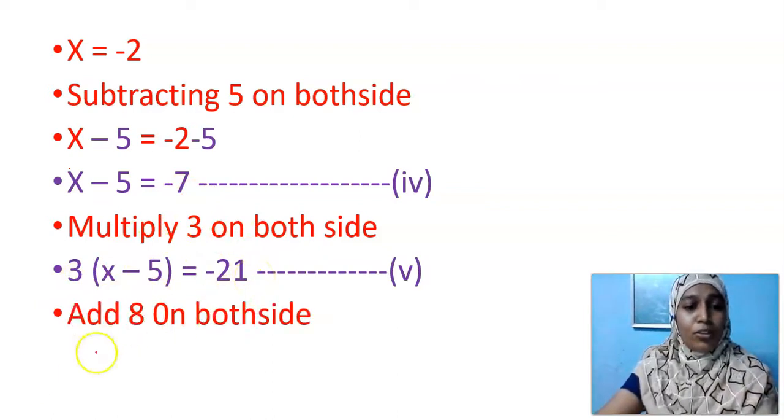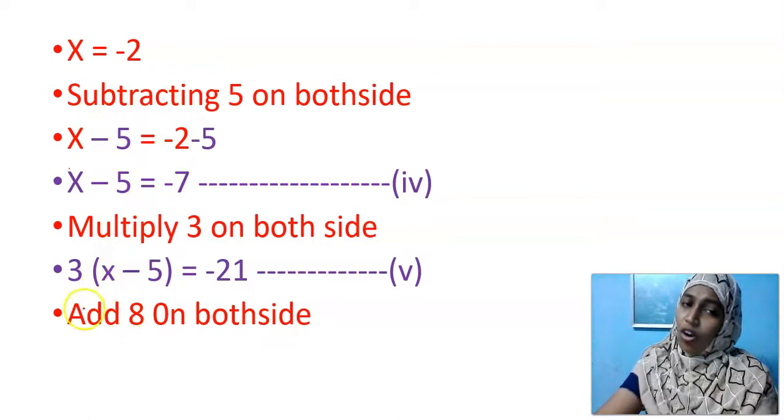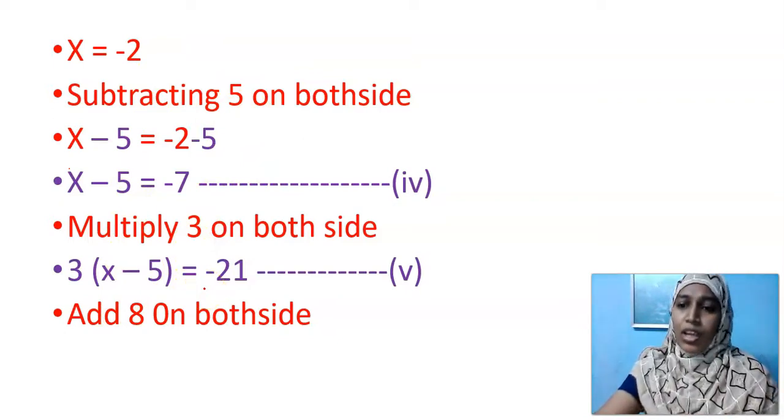Okay, now what can I do? Again, I am adding 8 on both sides. I didn't divide, I am adding 8 on both sides. So this operation need not be the same for all. You can change the order of operations. You can change the numbers. So think how many equations we can create.